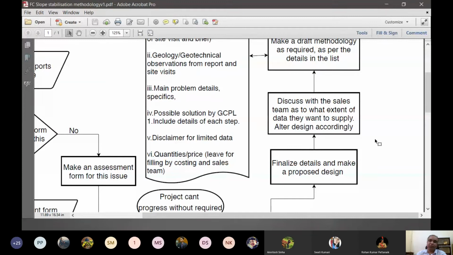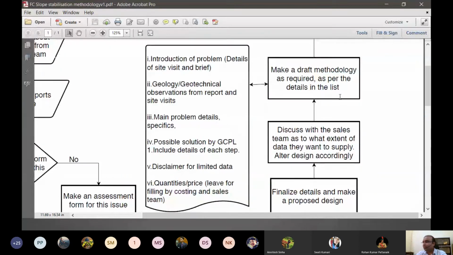Okay, this is the type of bolt we will be using, this is the spacing between the bolting, this is the depth of the bolting we will do, or this is the type of bolts we'll use, and so on, type of geofibers, geofabric, so many things are there, right? Then make a draft methodology as requested. As per sales team, in consultation with sales team, will make a draft methodology.